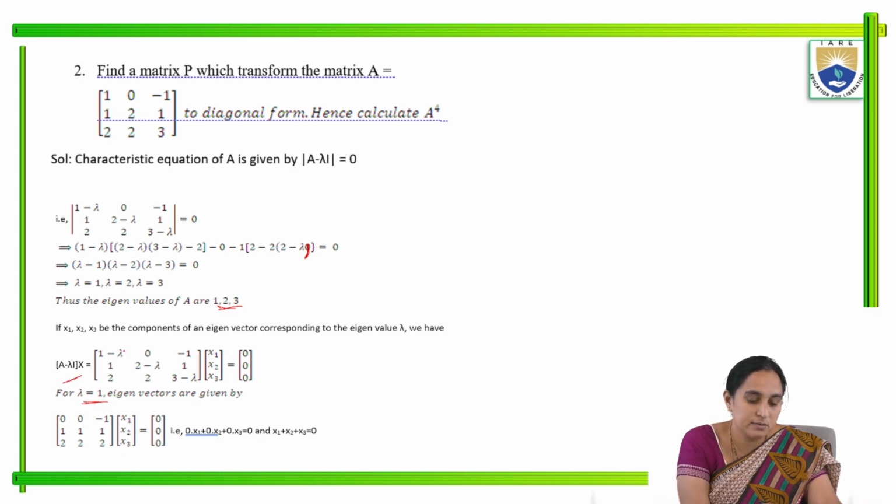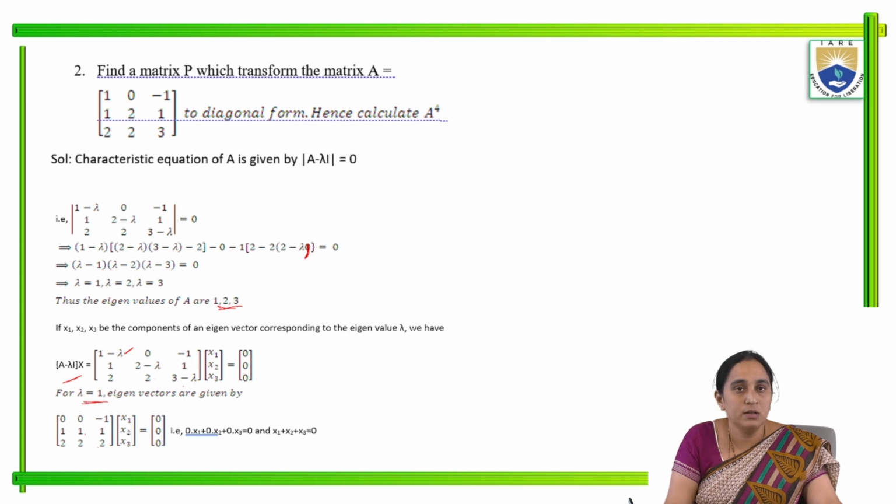Here we first substitute lambda is equal to 1. 1 minus 1 is 0, next 0, next minus 1. Next, 1, 2 minus 1 is 1, and 1. Next, 2, 2, 3 minus 1 is 2, times x1, x2, x3 equal to 0, 0, 0. After getting that matrix form, we reduce it to echelon form to get the eigenvector corresponding to the eigenvalue lambda is equal to 1.